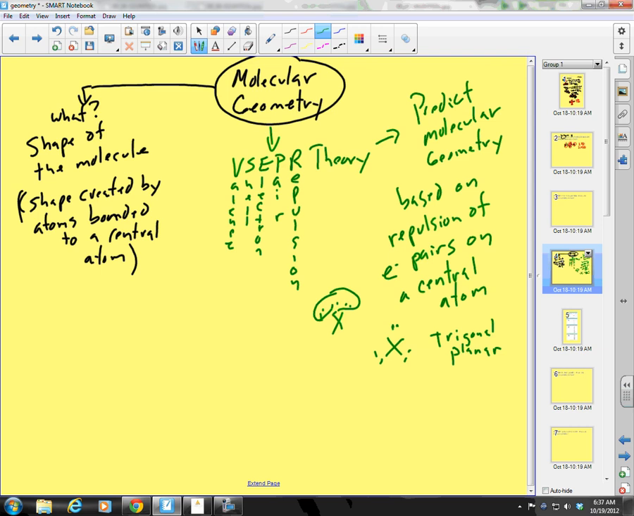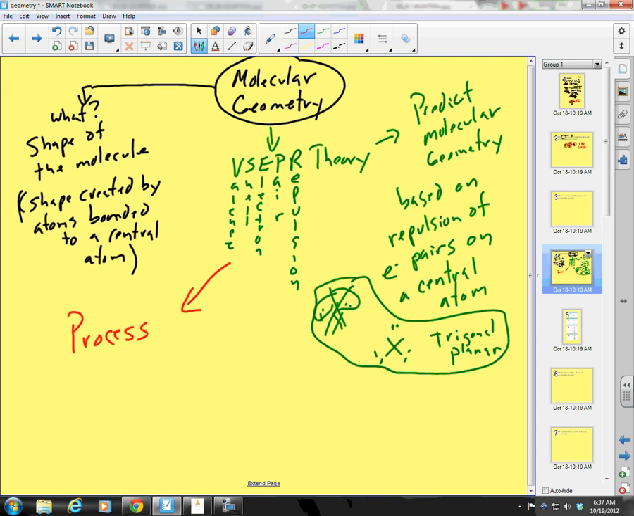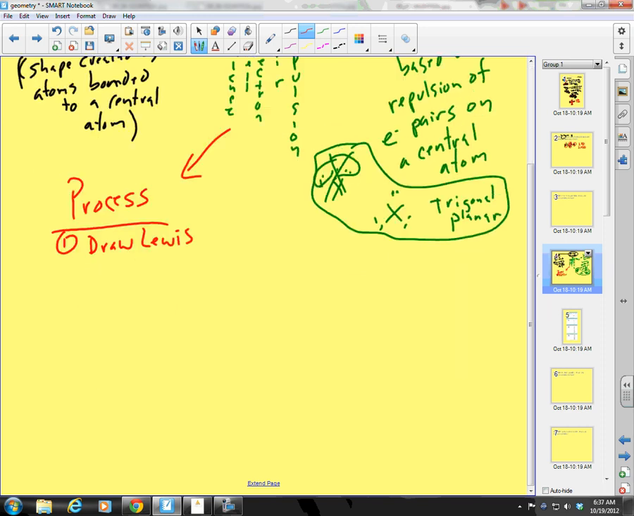Okay, cool. So that's the basis. And what's the process? Let's talk about the process. Here's the process. Number 1, draw your Lewis structure. By this time, you should all be experts in drawing Lewis structures. Number 2, determine the number of bonding domains and non-bonding domains. Hey, now I understand, Mr. Smith, why you had us do that last exercise.